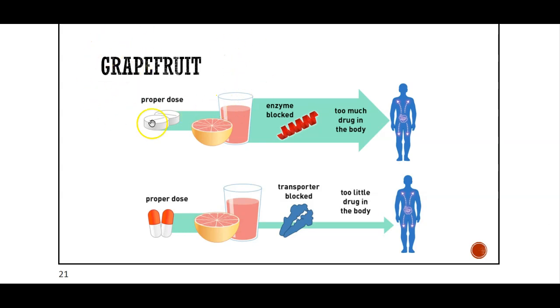Grapefruit juice, what it does sometimes is that when you give a medication, and then let's say the patient takes grapefruit juice, then an enzyme is blocked. Because of that blockage, now there's going to be too much drug in the system, circulating in the body. On the other hand, with other medications, grapefruit juice can cause the transporter to be blocked. Therefore, there's going to be too little drug in the body.